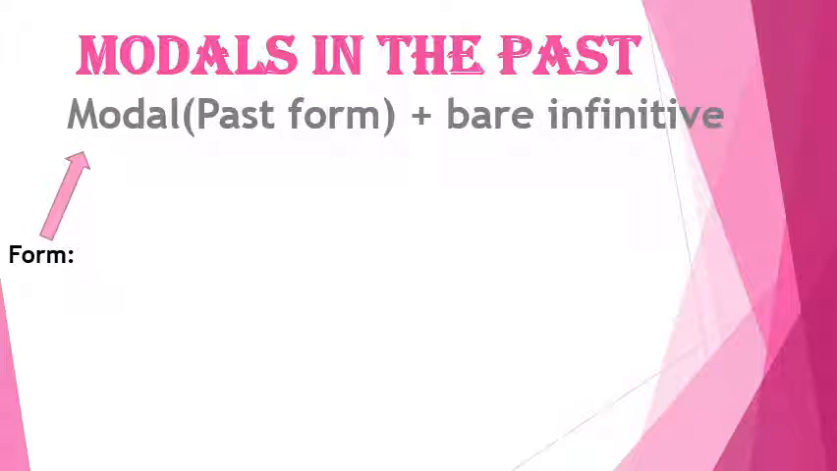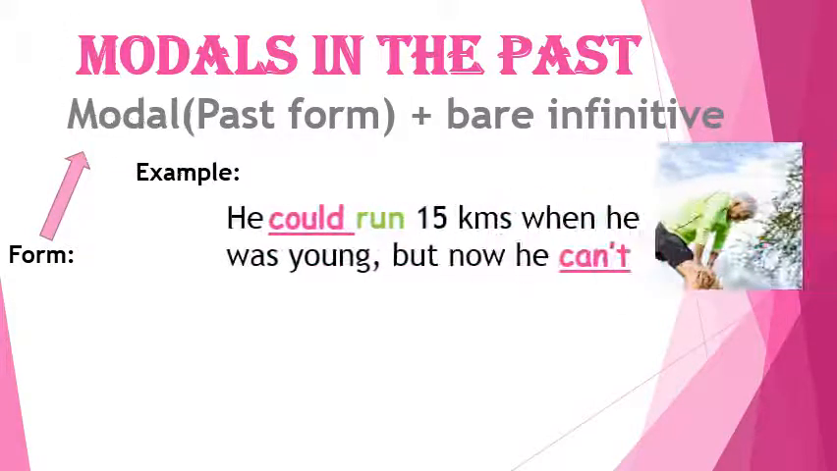We all know that the past form of can is could, the past form of will is would, the past form of shall is should, and the past form of may is might. But must has no past form, so we replace it with its sister, have to, which becomes had to. So this is what we mean by the past form of the modal plus bare infinitive.